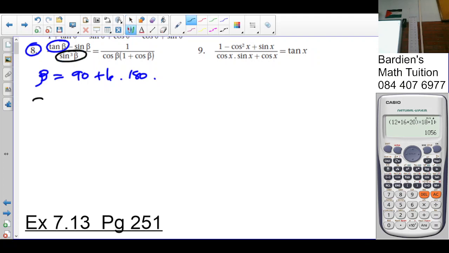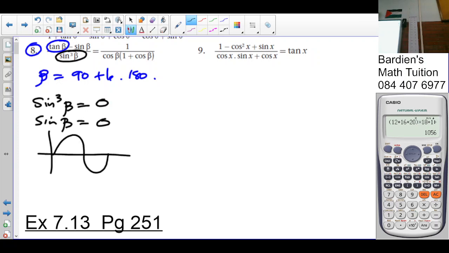It's also where sine cubed beta is equal to 0. Take the cube root: sine beta is equal to 0. So that's your sine graph. Where's sine 0? Sine is 0 at 0 and 180. Is that accounted for there?